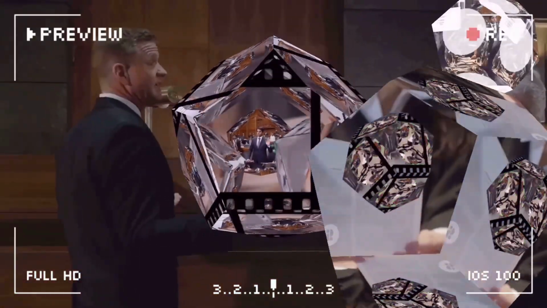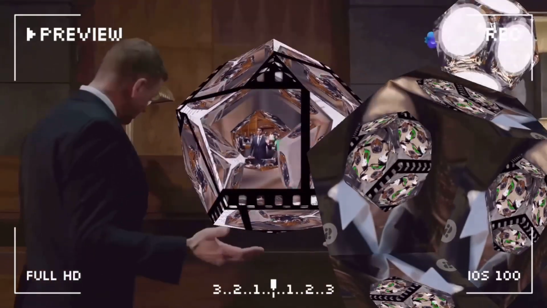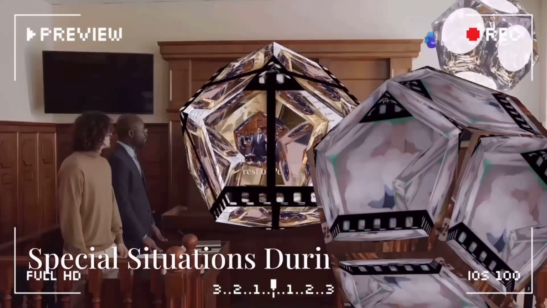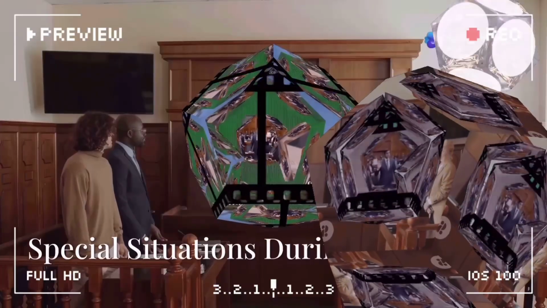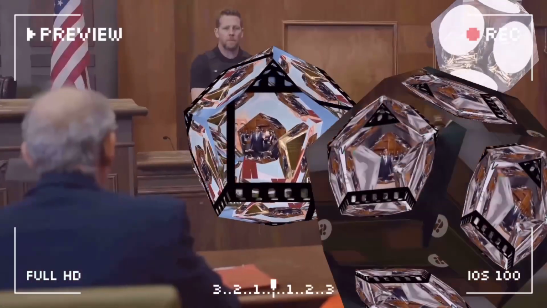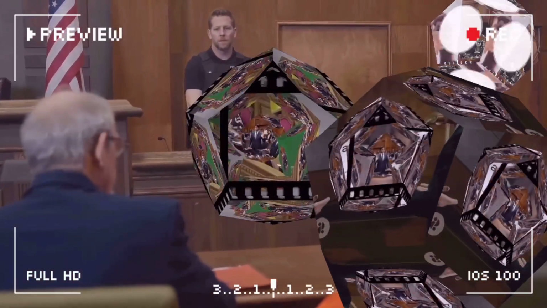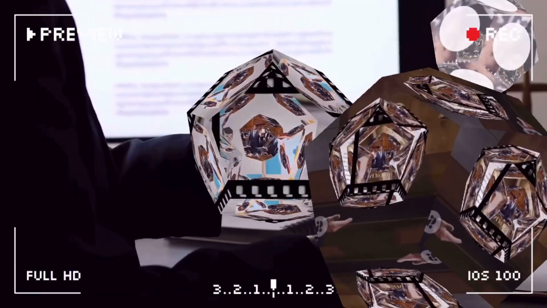Chapter 22, Plea Bargaining, Sections 309 to 323. Group 5, Special Situations During Trial. Chapter 23, Accused Persons of Unsound Mind, Sections 324 to 336.